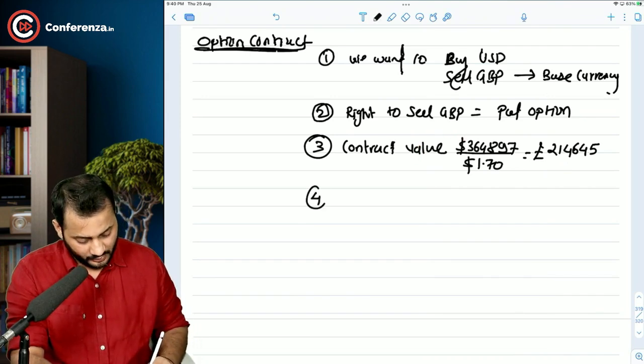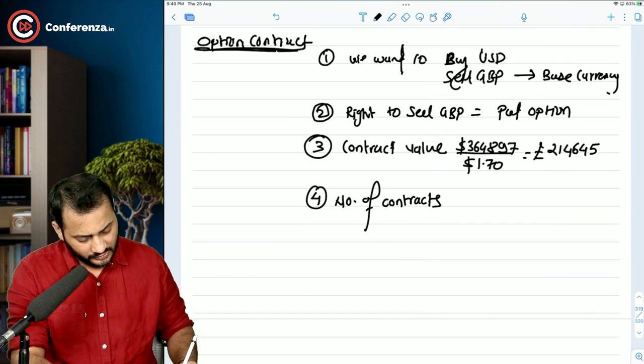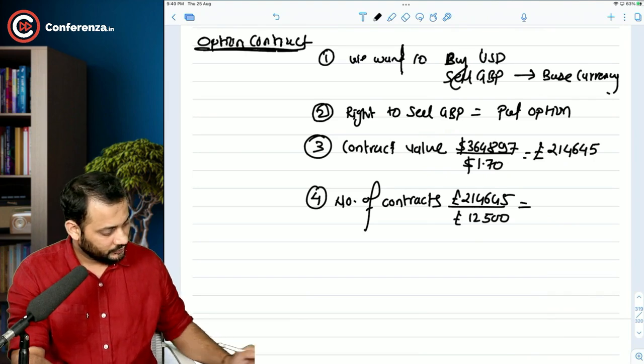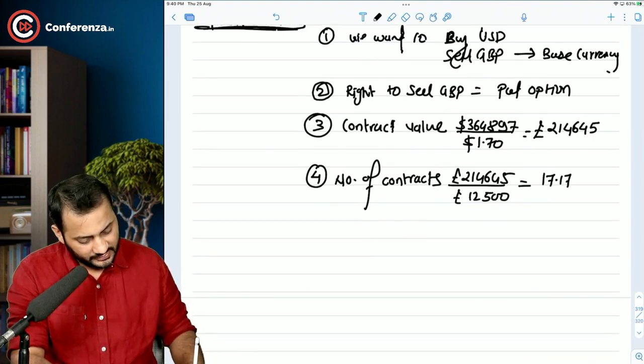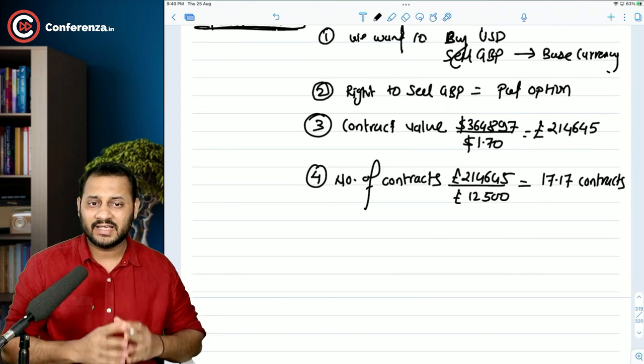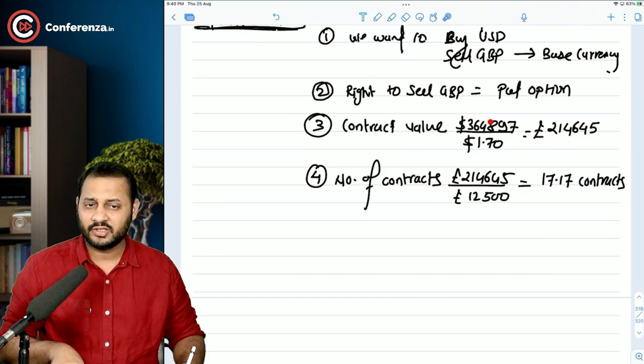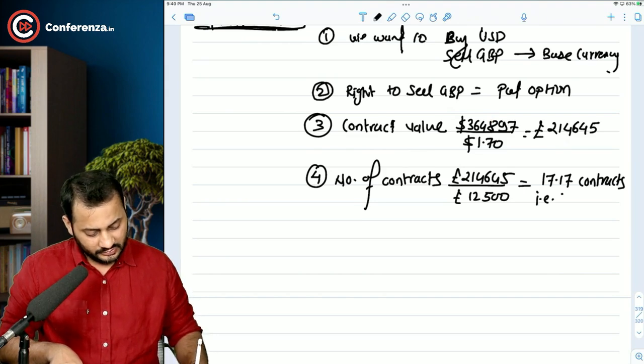But we are restricted to number of contracts. The number of contracts will be 214,645 divided by 12,500 in one lot. So you have 17.17 contracts. Now, how are you going to buy exact $364,897? Sir, you cannot buy the entire $364,897 under the option contract. That is 17 contracts only you can buy it.